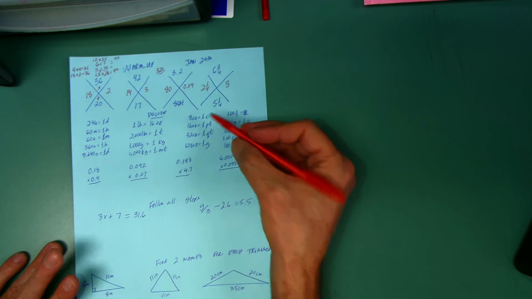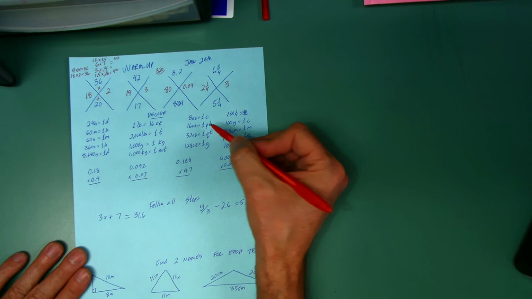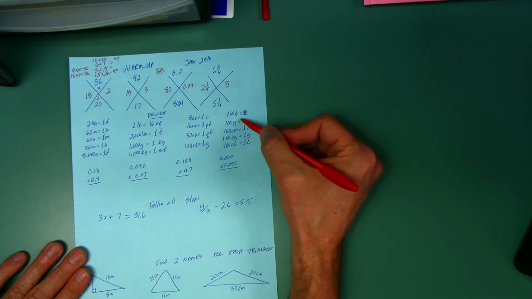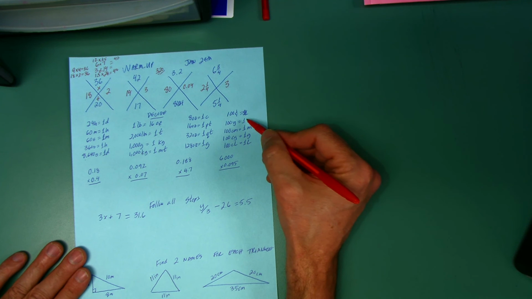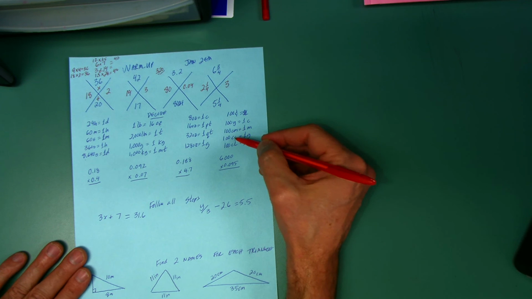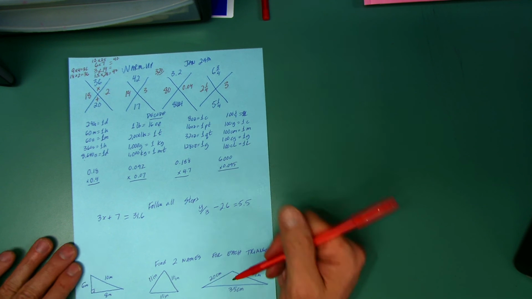All right. 8 ounces is a cup. I think we just went through these. 100 cents is $1. 100 years is 1 century. All right. And then we have centimeters, centigrams, centiliters, all work out.